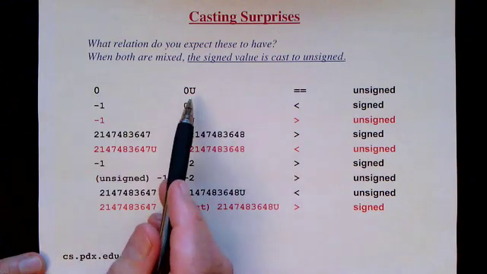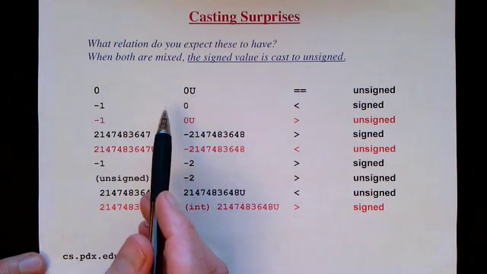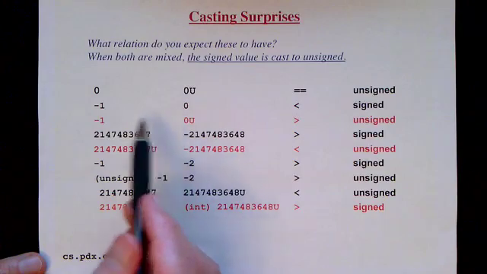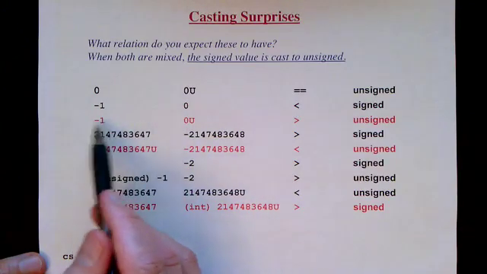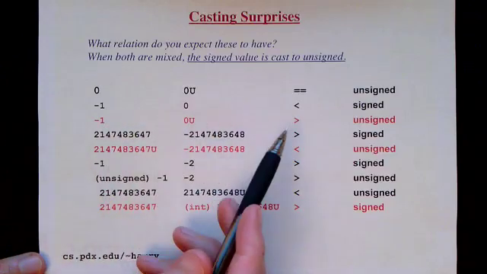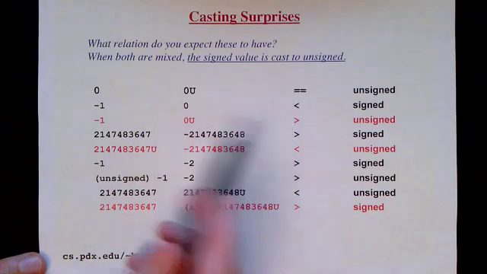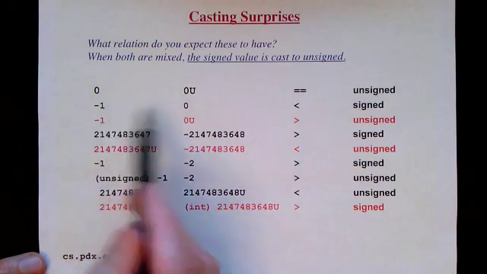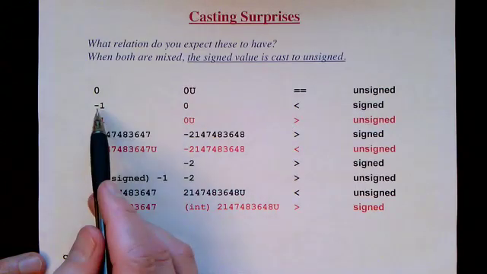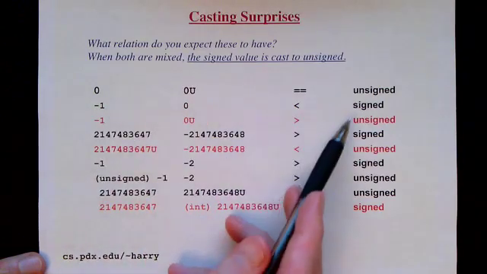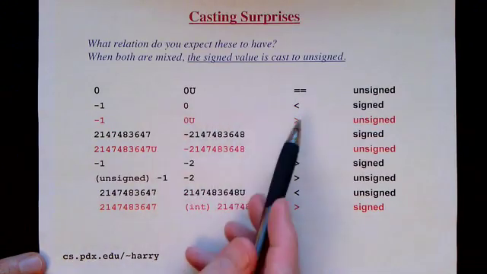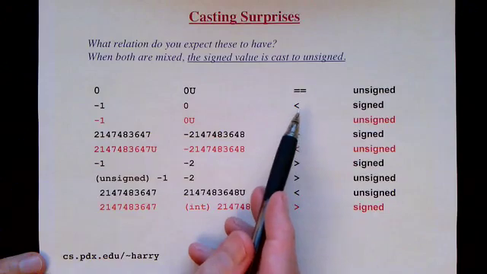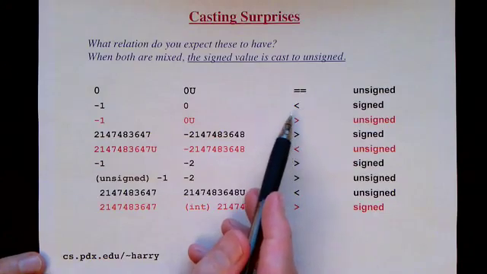In C, when there's a mix between signed and unsigned, the signed number is converted to unsigned and the comparison is then done as an unsigned operation. So let's look at -1 and 0. These are both signed numbers, and so the comparison is a signed comparison, and that's just fine. They're both signed numbers, so the comparison works. -1 is less than 0, and that's what C will tell you.